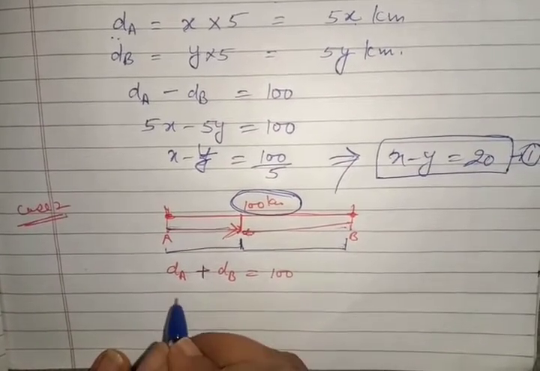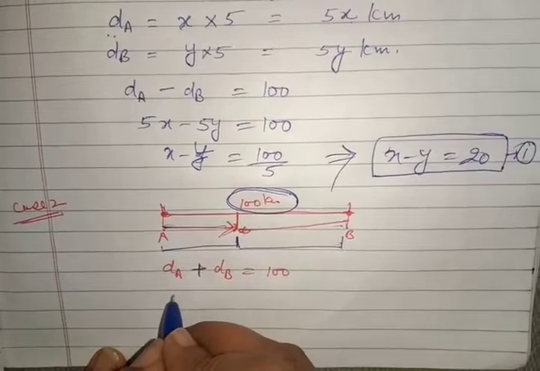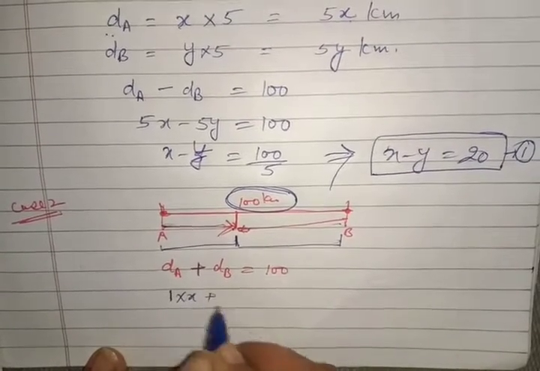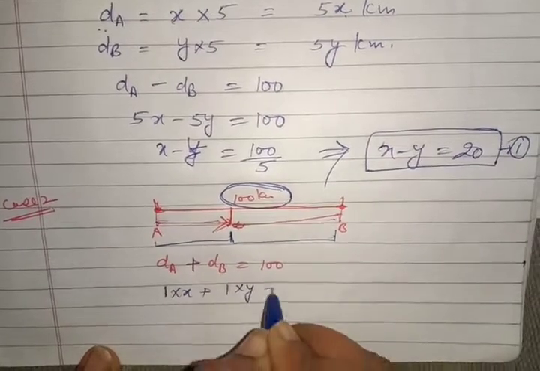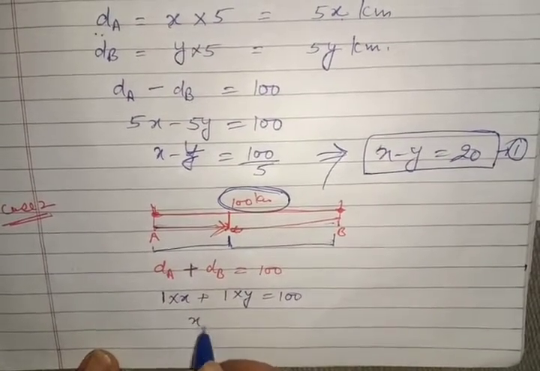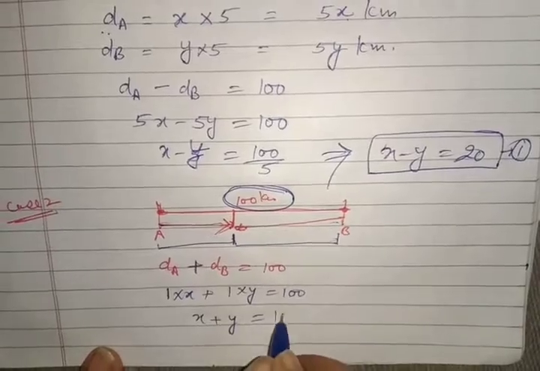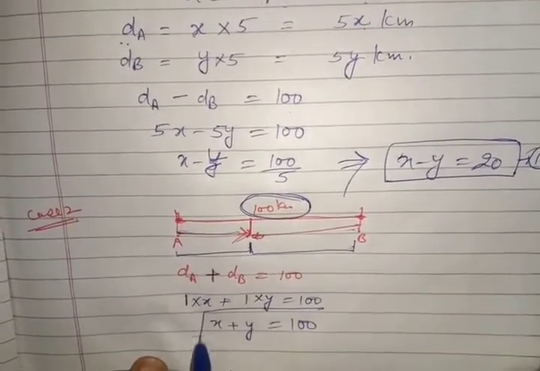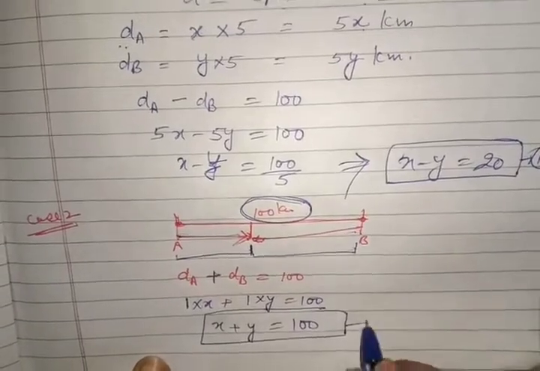Now D of A we know, for 1 hour it is distance equals speed into time, 1 into x, and this is 1 into y, which equals 100. So our second equation is x plus y equals 100. Very easy equations, both are. This is our second equation.